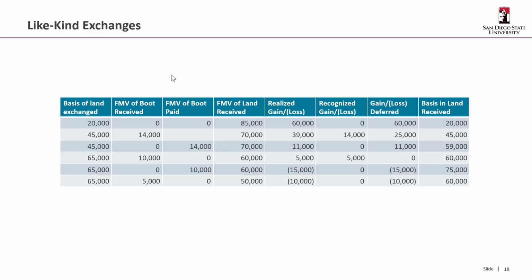So the other way of thinking of that is if I have fair market value of land of 50,000, if I were to sell it for 50,000, how would I recognize a loss of 10? Well, its basis would need to be 60.